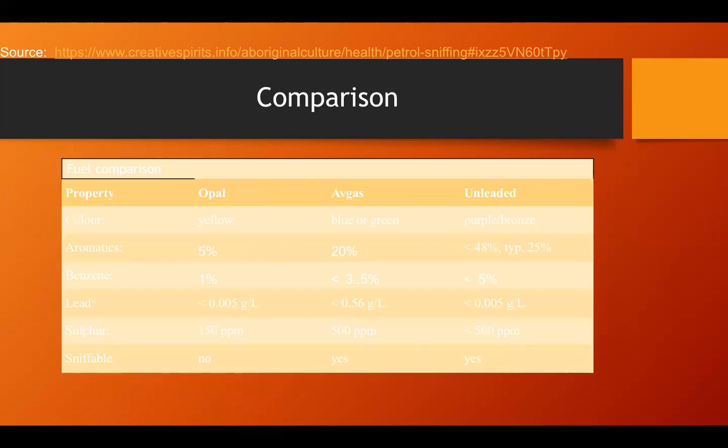So only 5% of the fuel, which you compare it to the other two, is at least a quarter. So you look at Avgas, which is 20%, unleaded is 48%. Okay, benzene's 1%, where Avgas is above 3.5% and unleaded is above 5%. Lead, you can have a look at those numbers, guys. Compared to Avgas, it's a lot lower, but you have a look at unleaded and it's roughly the same. Sulfur, so 150 compared to 500 and above 500. And you can see down the bottom where it says sniffable, no, yes, and yes. So guys, this is just to give you a rough understanding about what is actually happening with this non-sniffable fuel.